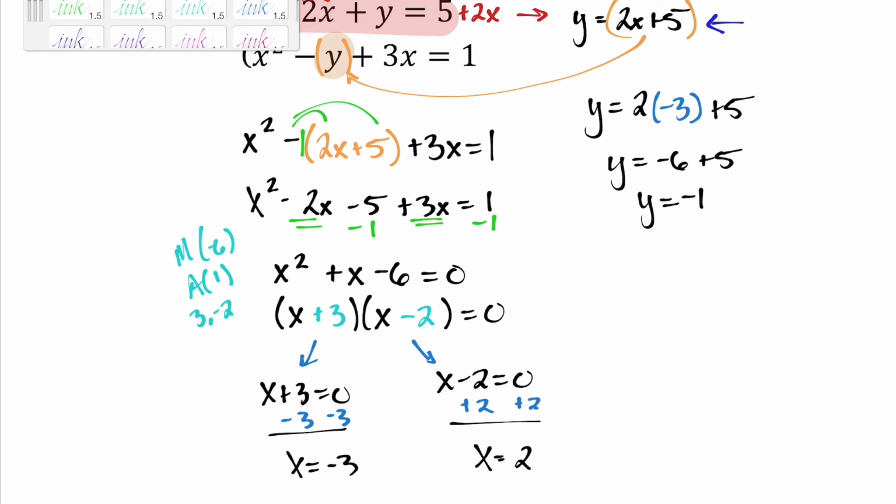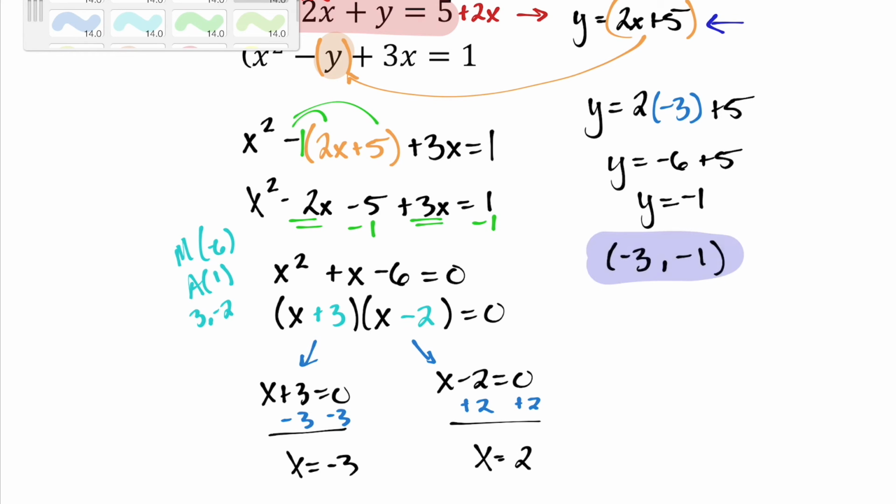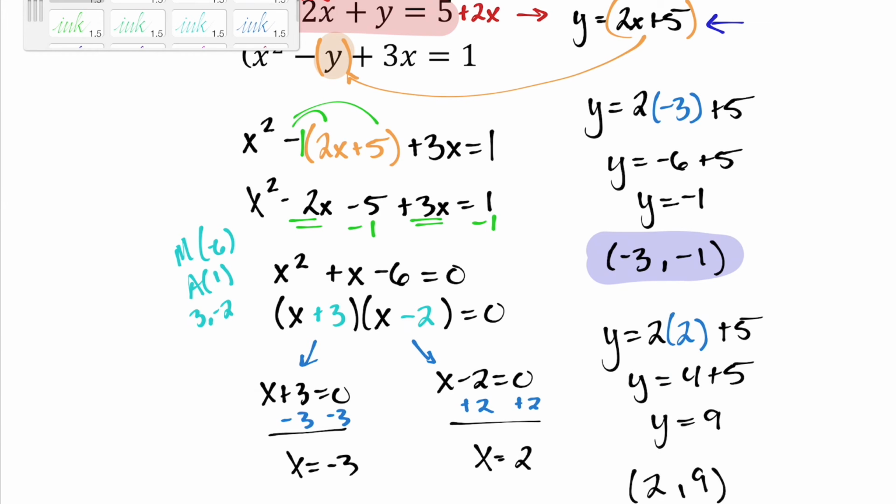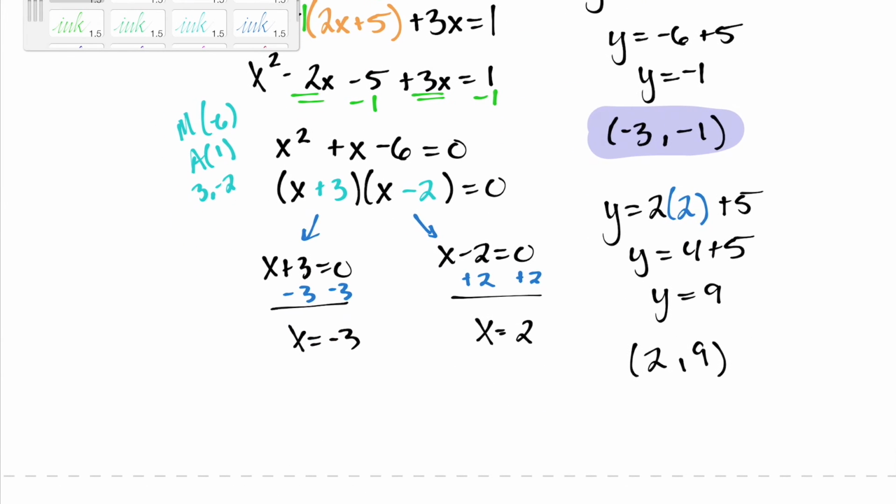So now I have my first solution. When I plugged in -3, I end up with -1 as my y value. So here's one solution. I'm going to do the same thing with my +2 now. So that means there were two places where these equations crossed or intersected: at (-3, -1) and (2, 9).